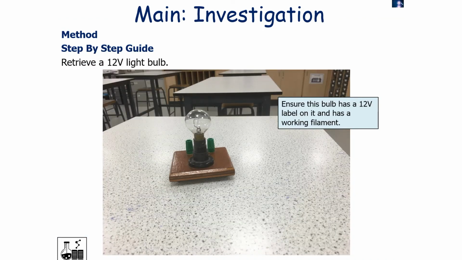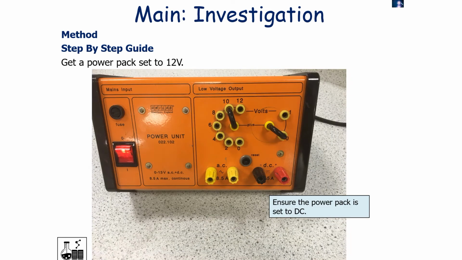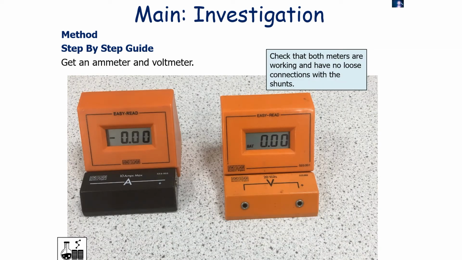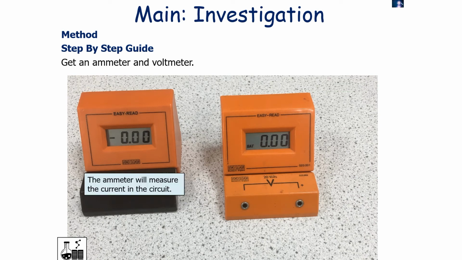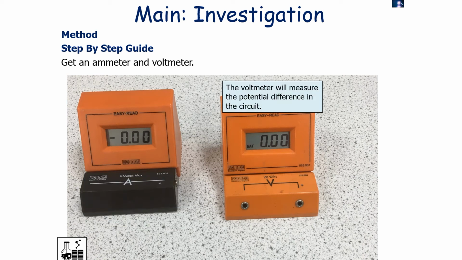So you would retrieve a 10 volt light bulb which will have a 12 volt label on it and has a working filament. You would get a power pack set to 12 volts and ensure the power pack is set to DC. You get an ammeter and a voltmeter, checking that both meters are working and have no loose connections. The ammeter will measure the current in the circuit and has no resistance. The voltmeter will measure the potential difference in the circuit and it has an infinite resistance.